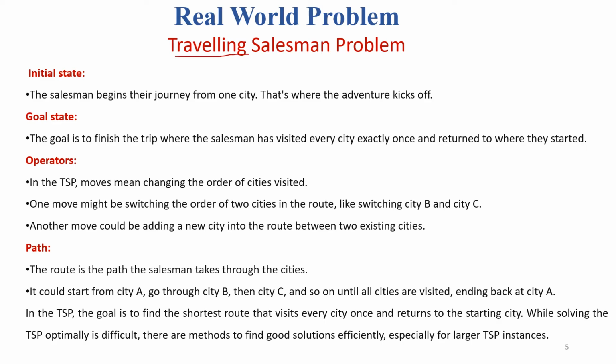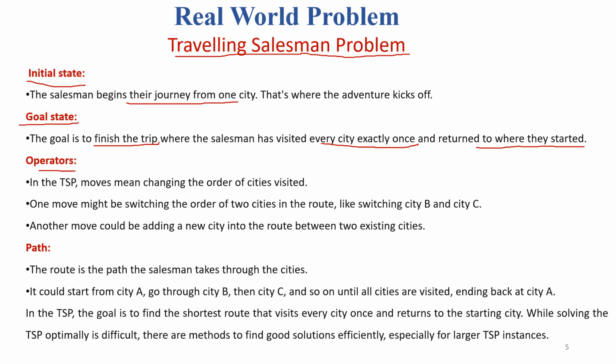This is the second problem, traveling salesman problem. Here, the initial state is the specification of the place from where the journey begins. Then comes the goal state. This is the goal, which means you finish the trip. Here, the salesman will visit every city exactly once and he returns to where he started.